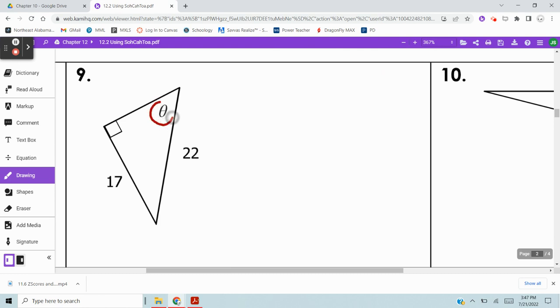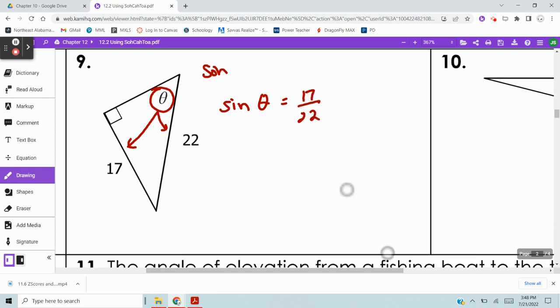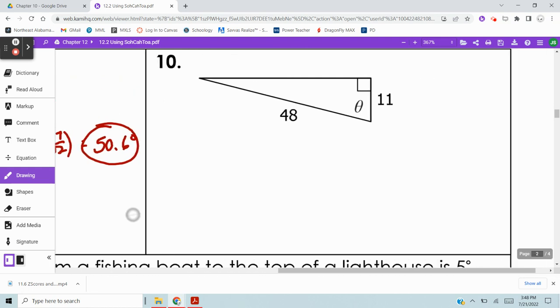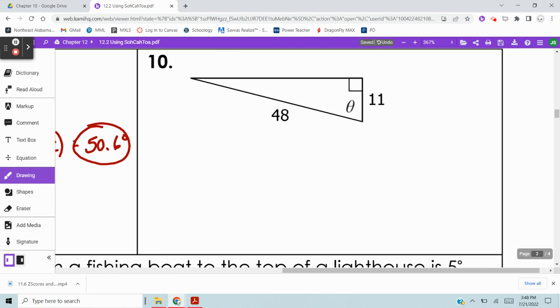Number 9, more of the same. Here's my angle. This is my opposite side. This is my hypotenuse. Opposite and hypotenuse would be a sine problem. The sine of my angle is equal to opposite over hypotenuse. To move the sine from one side to the other, we're going to simply turn it into inverse sine. So we're going to do the inverse sine of 17 over 22. We type that into our calculator, and we get that our angle is equal to 50.6 degrees.